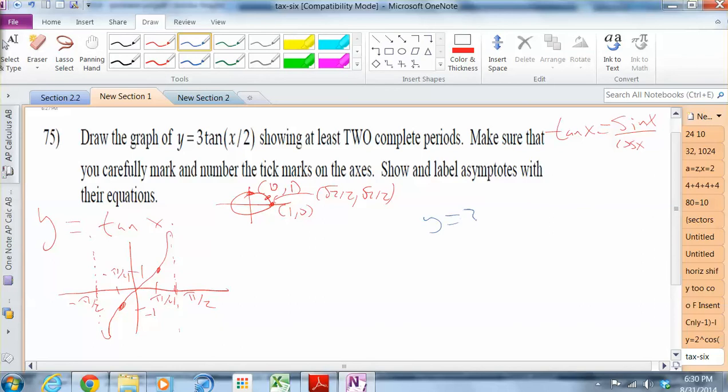Now let's apply the changes. Y equals 3 times tangent of x over 2. This represents a vertical stretch by a factor of 3. And of course, this is a horizontal stretch. Remember, it's a bit counterintuitive with horizontal changes. Horizontal stretch by a factor of 2.